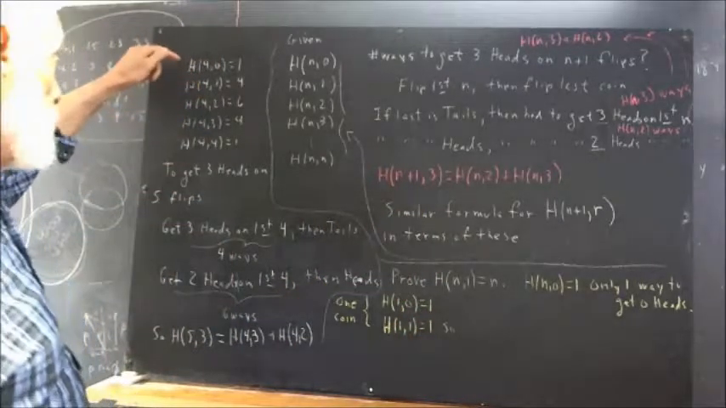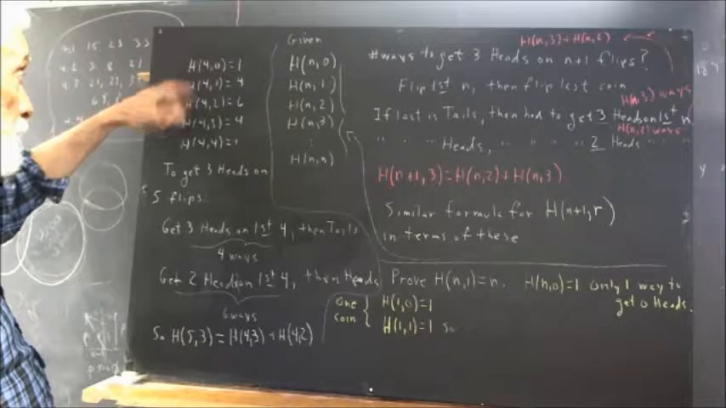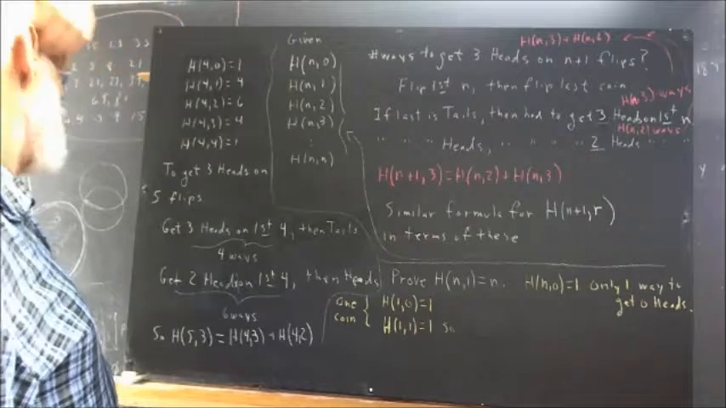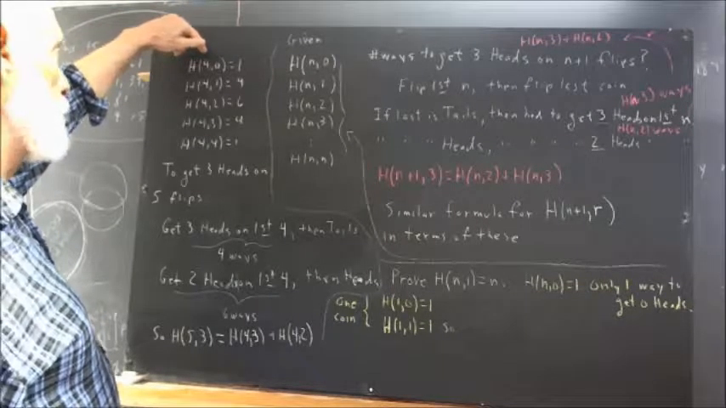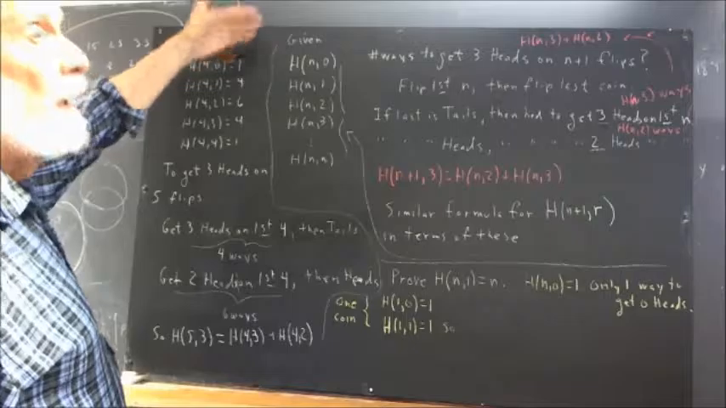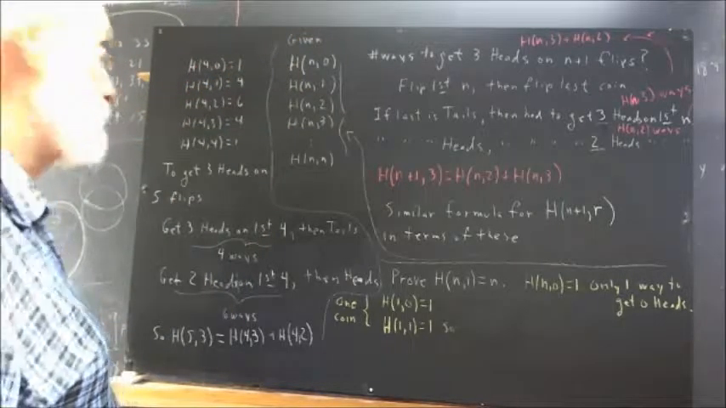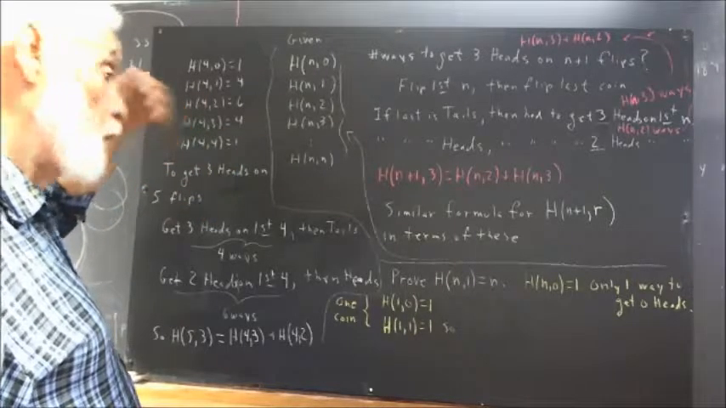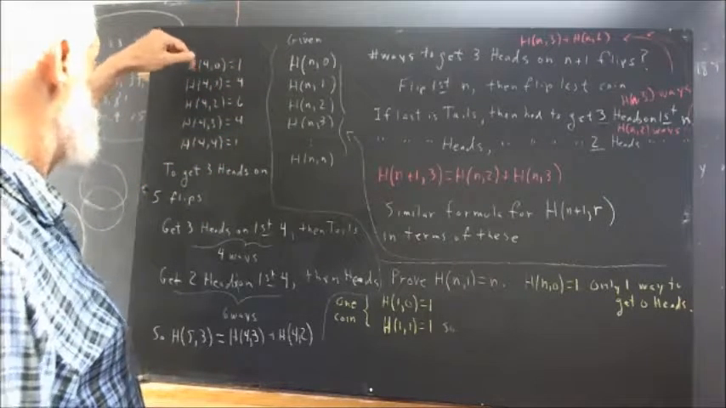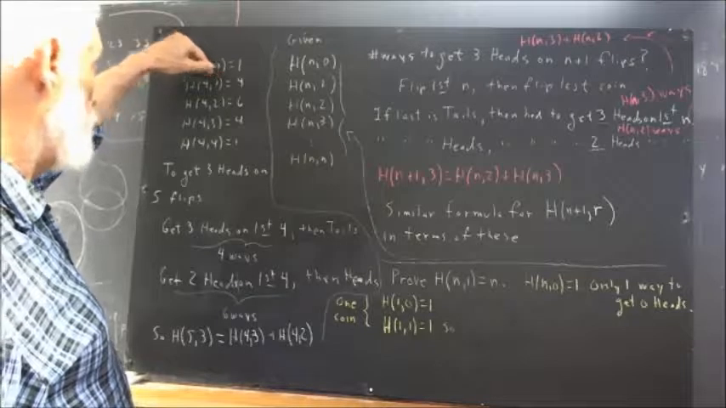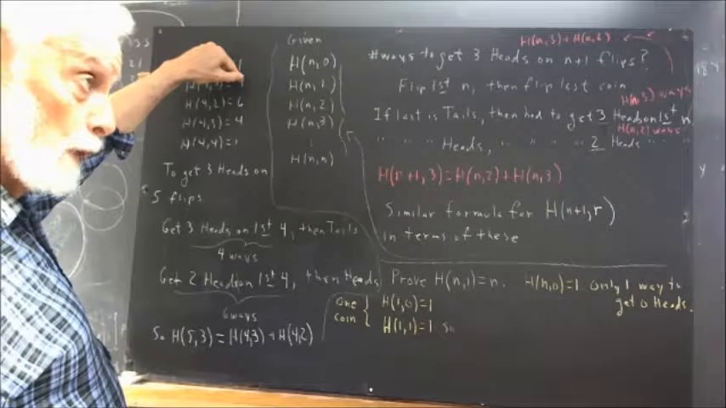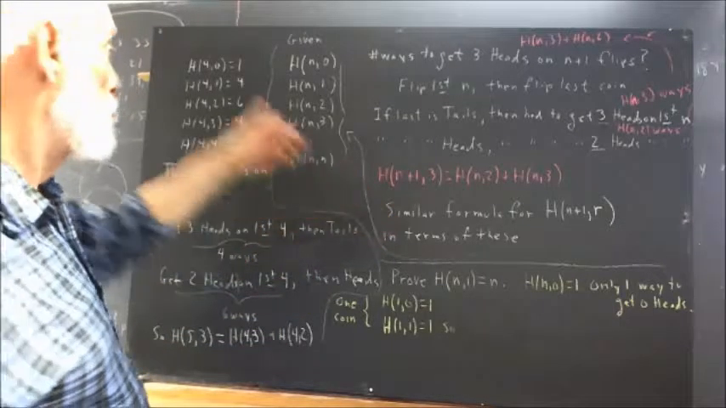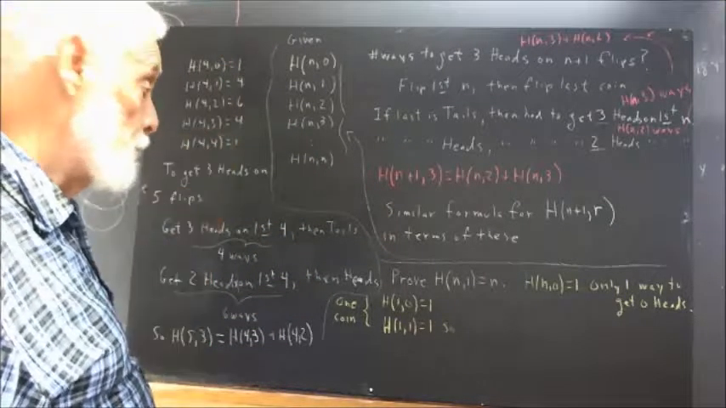Now that follows from the numbers we have here, if you think about it, because for h of 5,1, you could get no heads on the first 4 flips, and then a head on the last one. Well, that gives you 1 way to get 1 head on 5 flips. Or you could get 1 head on the first 4 flips, which can occur in 4 ways, and match it up with a tail on the last flip, giving you 4 additional ways, giving you 4 plus 1, 5 ways.